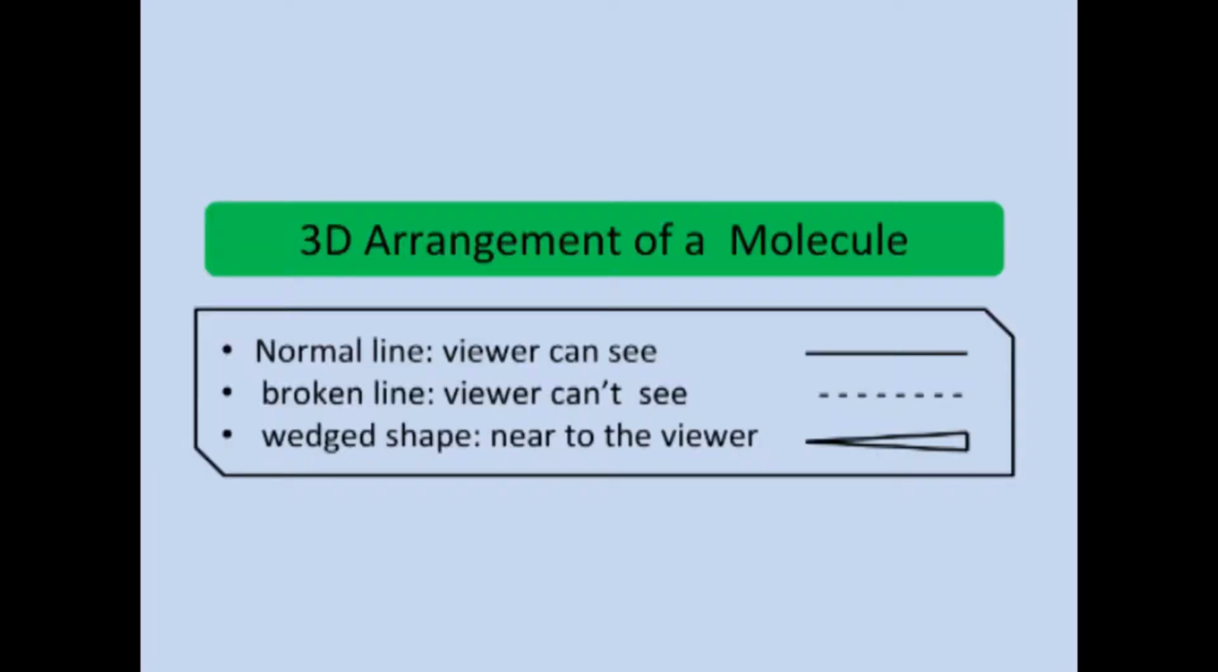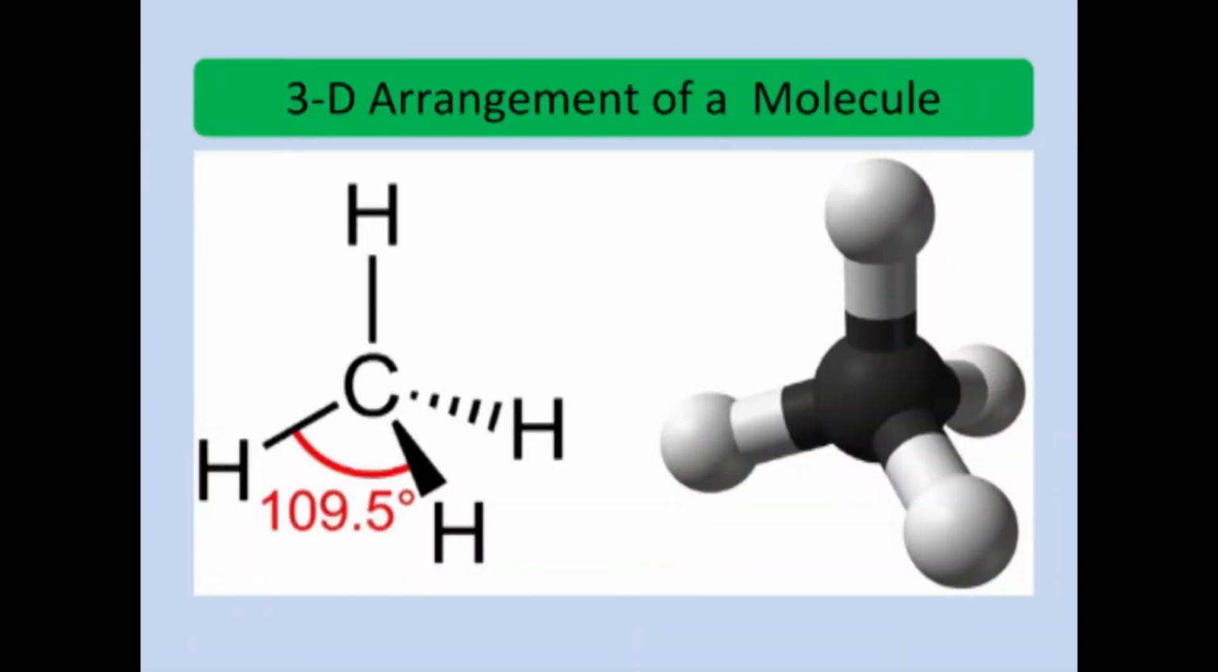3D arrangement of organic molecules. The three main line types are: normal line, which the viewer can see easily; broken line, which the viewer cannot see; and wedge, which is near to the viewer. With these three lines we can show the structural formula. The example given here is methane, with 4 hydrogens on carbon. The bond angle is 109 degrees, tetrahedral shape, and the stick diagram is also given to make it easy for the candidates.